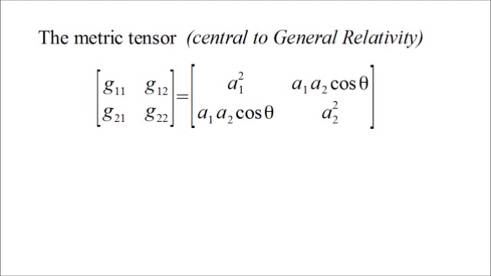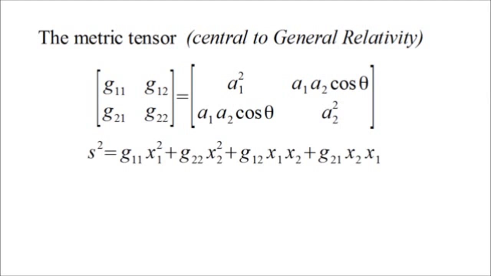And these represent those a1 squared, a2 squared, and a1 a2 cosine theta factors we saw previously. It's convenient to break the 2 times a1 a2 cosine theta factor into two 1 times a1 a2 cosine theta factors because it'll make all the math more symmetric later on. So with this labeling, our previous result for s squared can be written as G11 x1 squared plus G22 x2 squared plus G12 x1 x2 plus G21 x2 x1. And this is the Pythagorean theorem generalized to scaled and/or tilted coordinates.